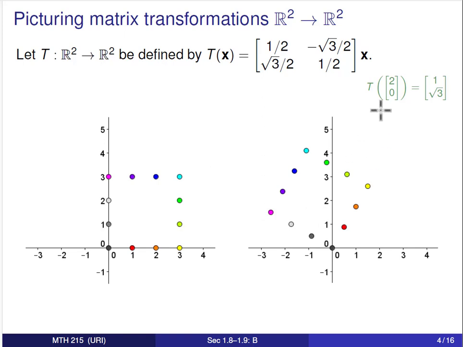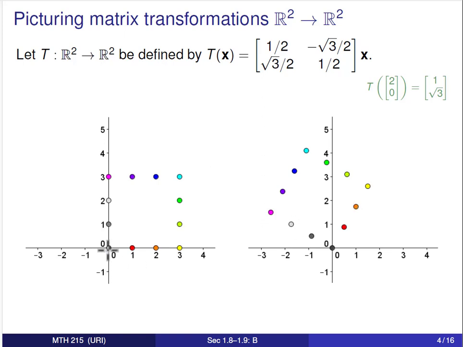So for example, we saw that 2, 0 mapped to 1, square root of 3. So that 2, 0 corresponds to this point at the coordinates 2, 0, or in other words, the orange dot. And the output of that, the thing that gets transformed to, is 1, square root of 3. So right above 1, right about 1.7, or the square root of 3, is the output for that vector 2, 0.